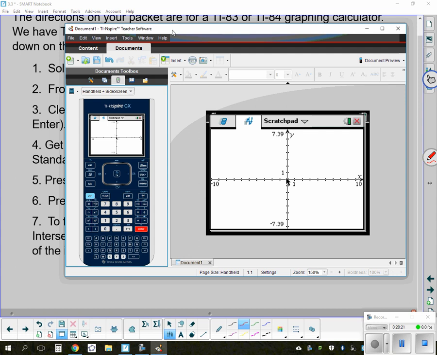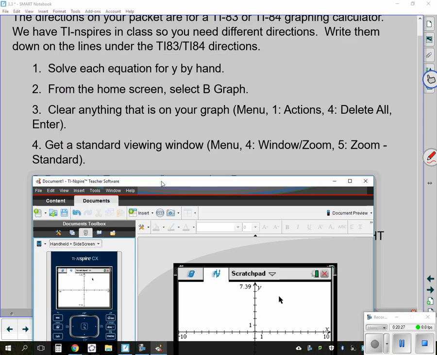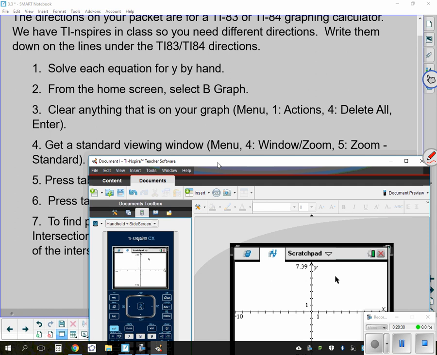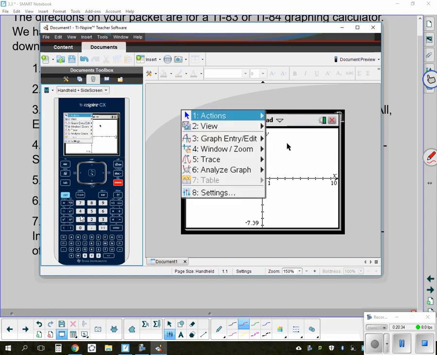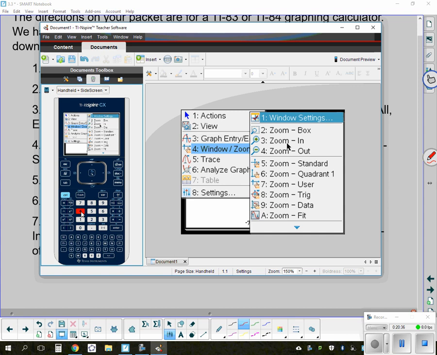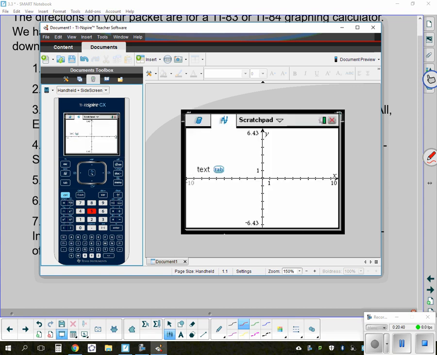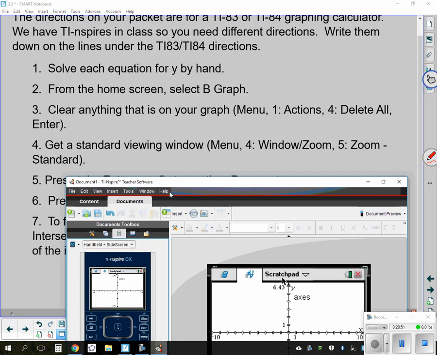Now you might have a weird window. You might have not just -10 to 10 here. You might have some crazy big numbers or even crazy small numbers. So we want to always start with a standard viewing window. To do that, Menu, 4 for window zoom, and 5 for zoom standard. Okay? And then you have a normal window from -10 to 10. Some of the calculators could vary in what the y value is. That's okay. Don't worry about that.